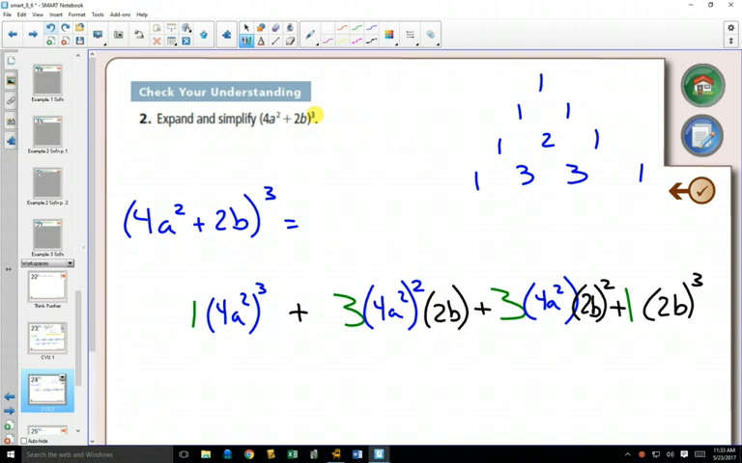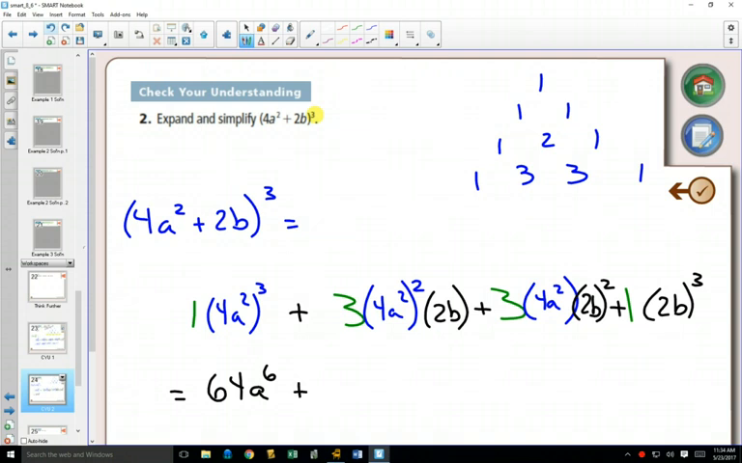Then if you wanted to simplify this, well, if I'm going to cube 4a squared, 4 cubed is 64. A squared cubed is a to the 5 or a to the 6? It's a to the 6. Again, think of it cubed. A squared, a squared, a squared. 3 of them like that. You're going to have 6 a's altogether in the end.